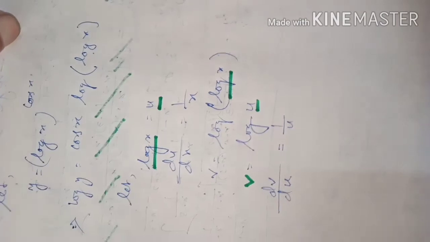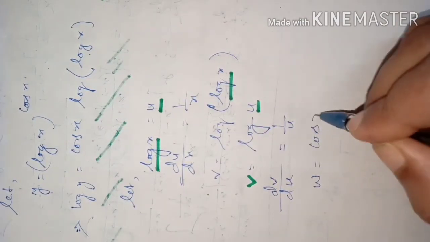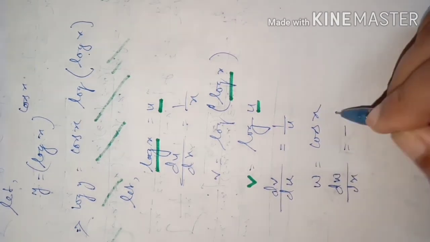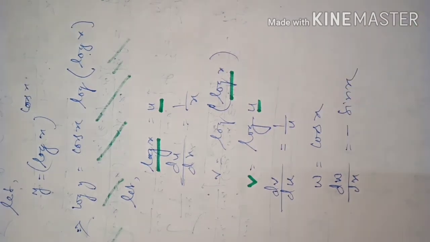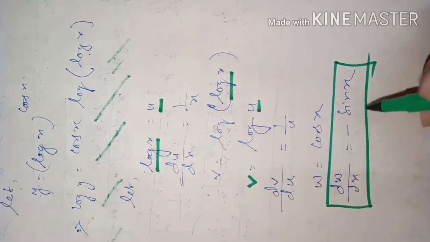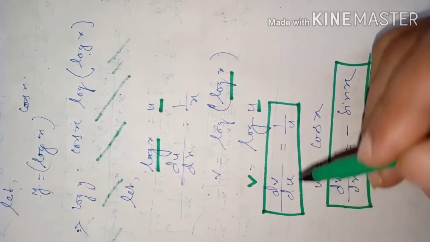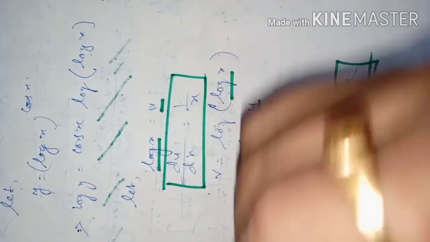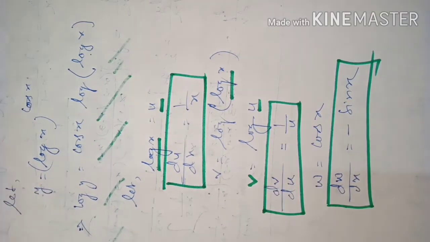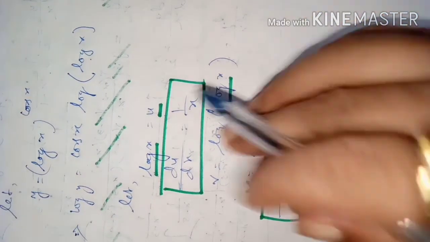So cos x, you can say w. w is equal to cos x. Then dw by dx we can find out, that is minus sin x. So we are ready with all these things. This is one, dw by dx. Then this is another one, dv by du. Then this is one, du by dx. So now let us apply the derivative. Let us find the derivative of this whole expression, say this is expression 1.